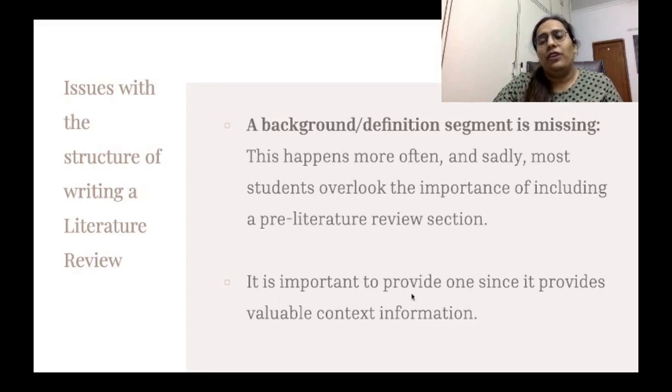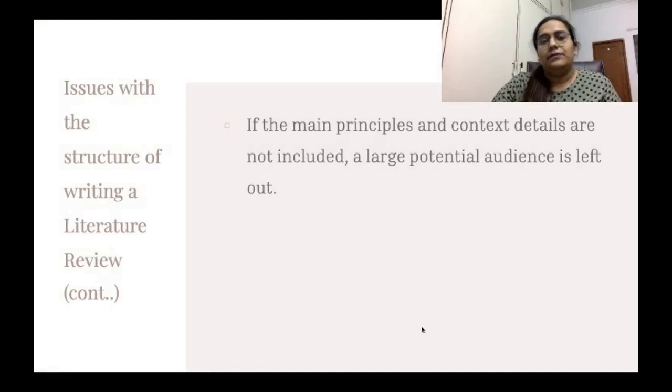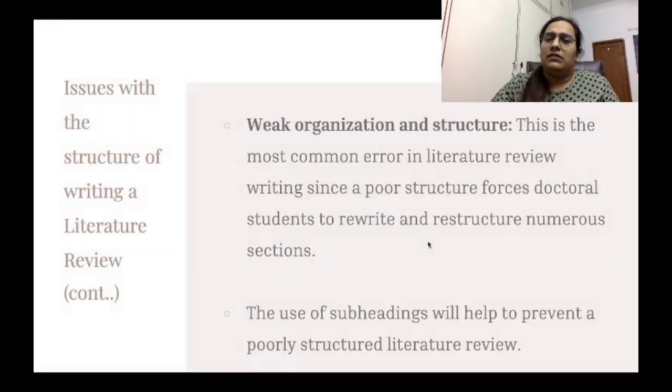It is very important to provide valuable context information, so that a person would understand what exactly the problem is, and why exactly you are doing it. So the main principle is that the context details are not included. So have a large potential audience. When you are not able to add much audience to your reading, that is very common these days.